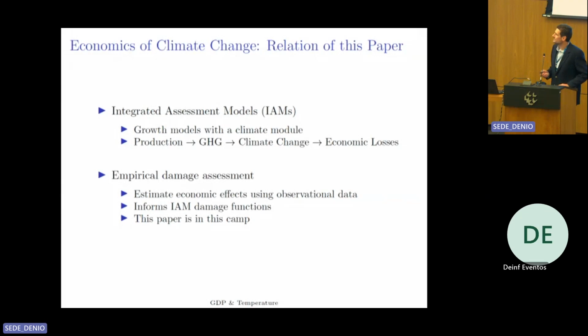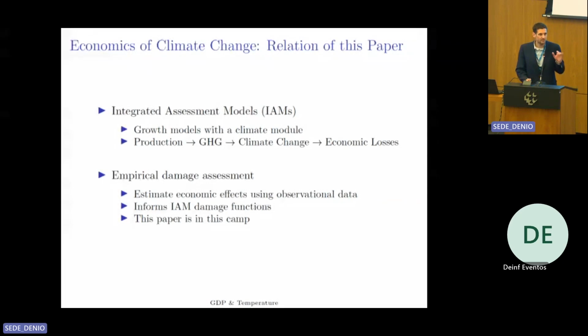In these integrated assessment models, there's a function, this damage function, that relates economic losses from climate change. We're going to be looking specifically at the temperature component of this. Now, these damage functions, this relation between climate change and economic losses, are, in part, informed by empirical observations. And that's where we come in. We want to look at some of these economic effects using observational data to help inform these. This is our relationship to the literature.